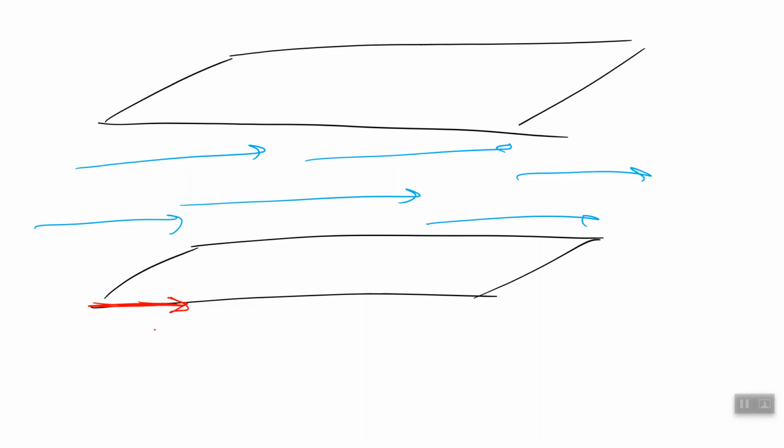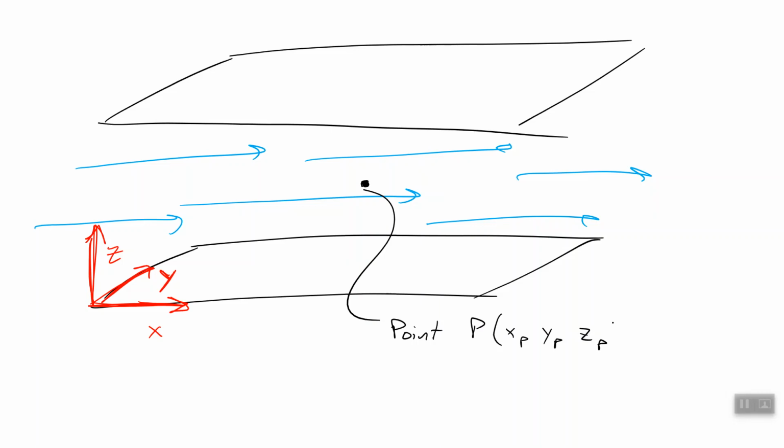We'll say this way is X and this way is Y, because that gives us the right-hand rule Z, I think. When I first made these notes, I didn't do the right-hand rule. Shame on me. Okay, so we will define a point. Here's what I mean by a point. Any spot. And we'll just call this point P. Very original. And this would be at the location XP, YP, and ZP.